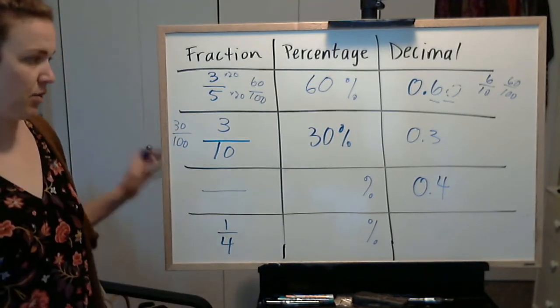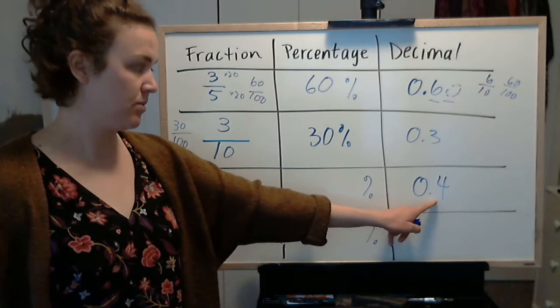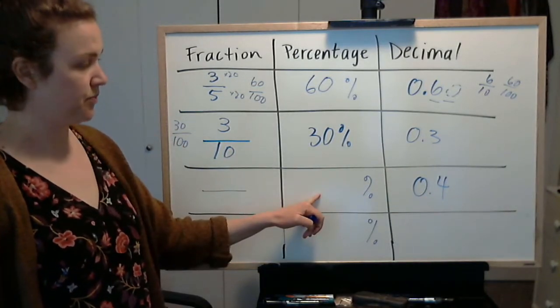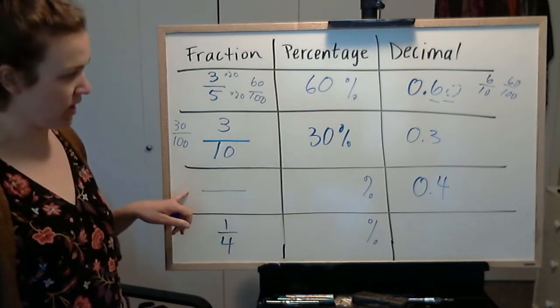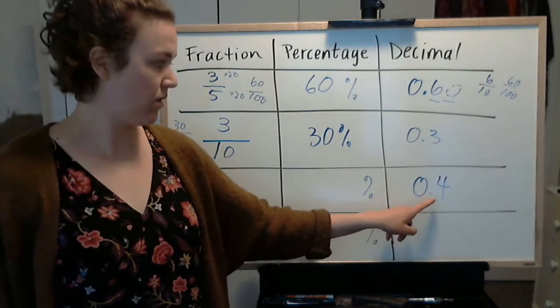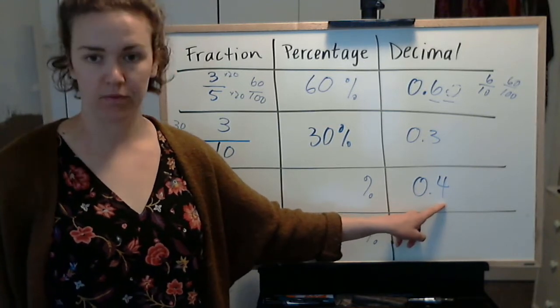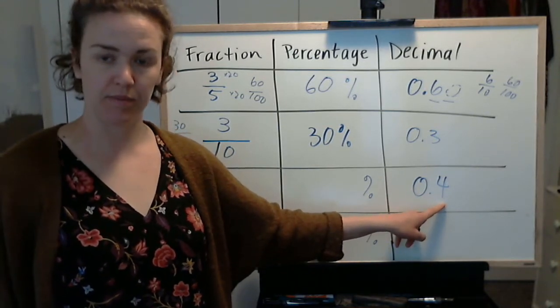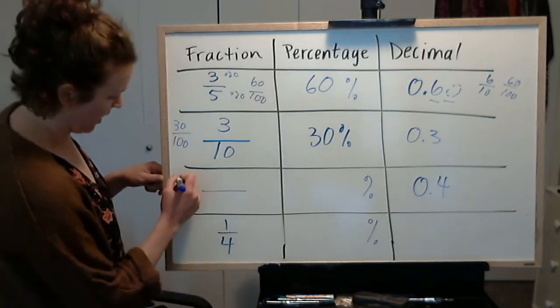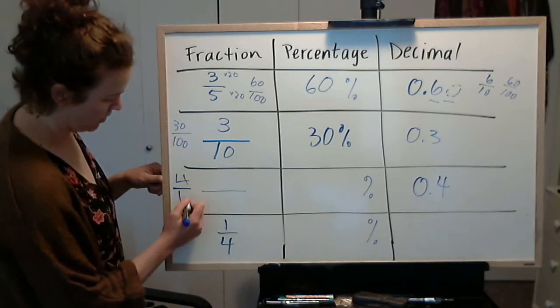Okay, next example. We're given only the decimal, and we need to write it as a fraction and a percentage. I'm going to start with the fraction. So the way I say this is 4/10, because I've got a 4 in the tenths column. Remember, there's no such thing as oneths. So 4/10, I'm going to write that as a fraction, 4/10.